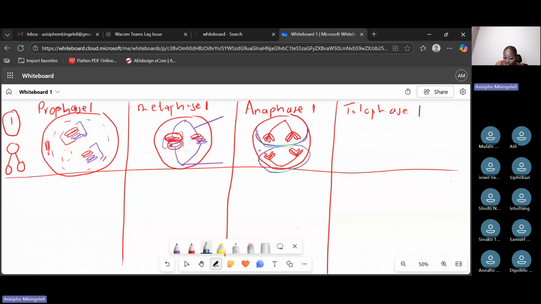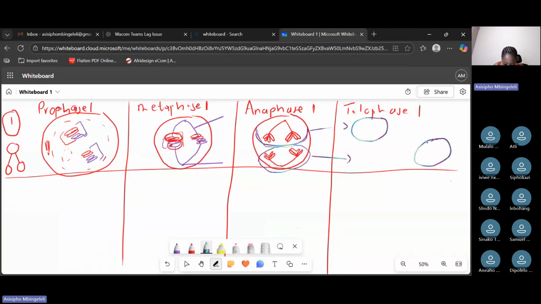So what do we end up having here? We end up having two cells which are not identical. They are not identical because remember, we had an exchange of genetic material. All of those 23 pairs experienced crossing over. So the genetic material will not be the same. So we'll have this cell over here and this cell over here.